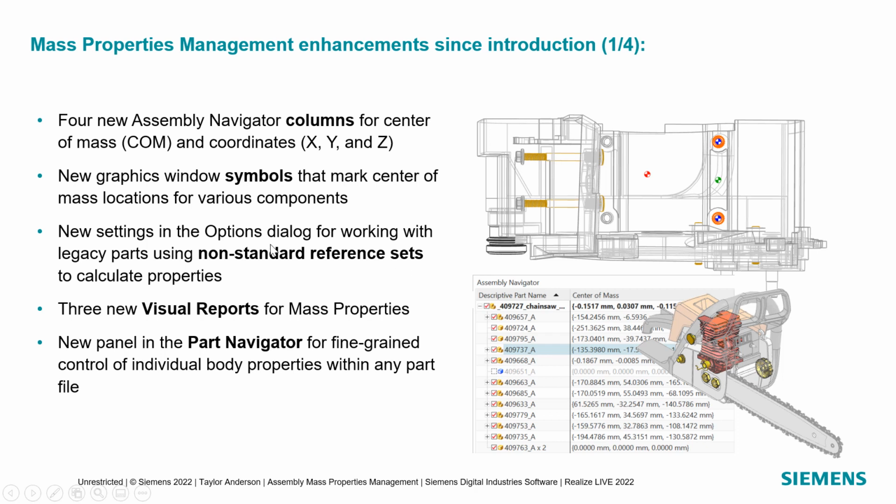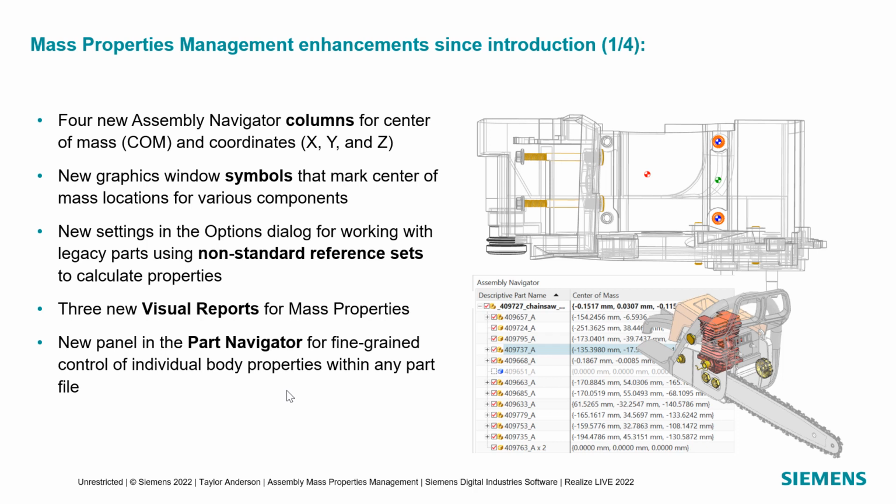There are some legacy options for non-standard reference sets out there that we have some ways to handle, of course, the legacy mass data that's in your parts and assemblies. Really nice new visual reports. We'll see this in just a moment in the demonstration for looking at mass properties and understanding these in a very visual way. As well as a new panel in the part navigator, not just the assembly navigator, but really nice fine-grained control of individual body properties. So we can look and see very quickly which bodies are in or out of the reference set that's being used for mass properties. See the individual properties of those bodies.